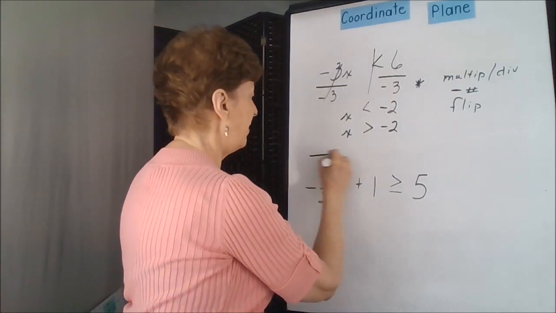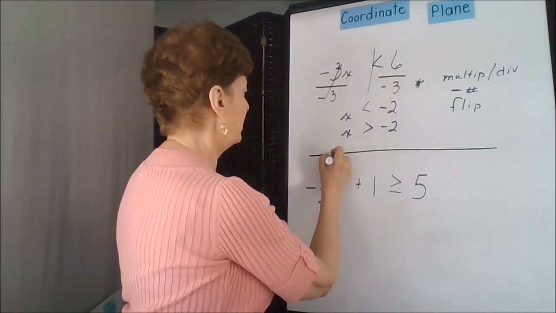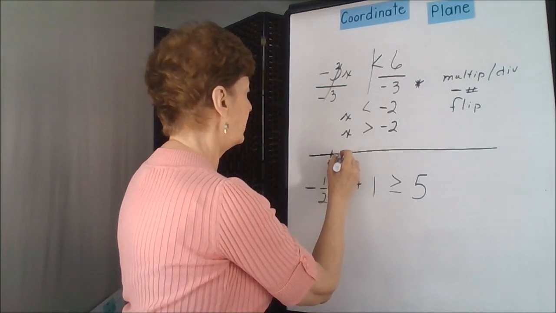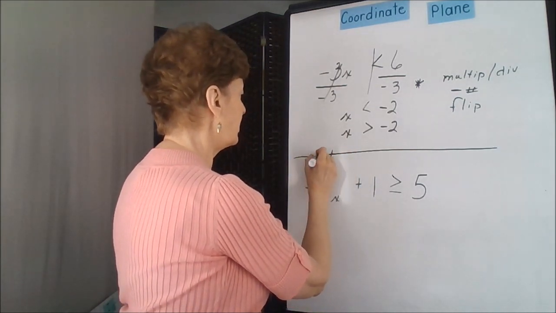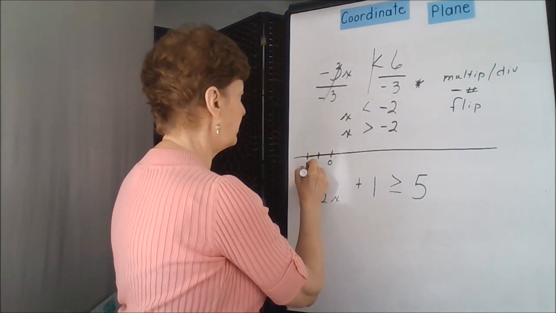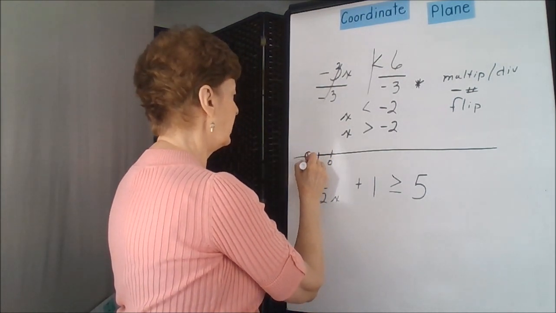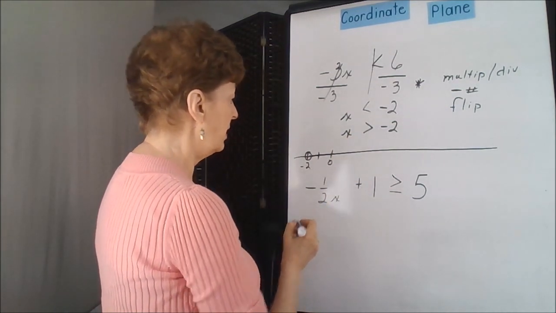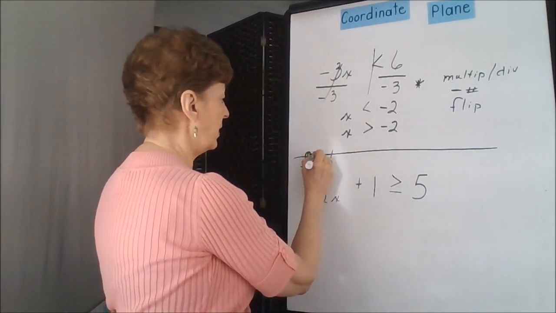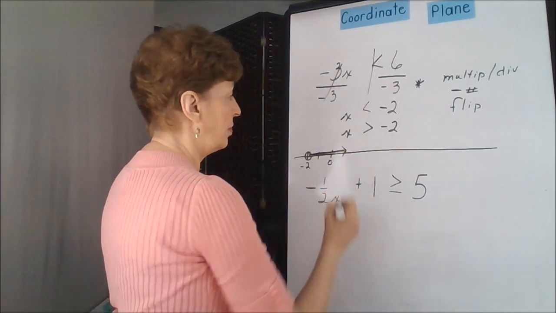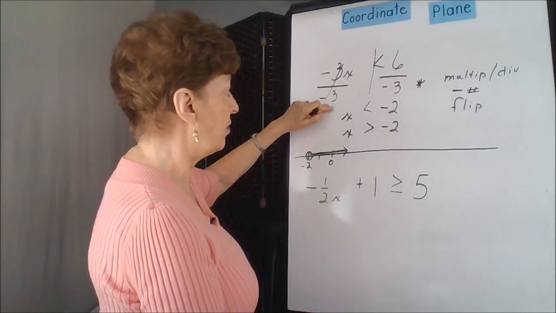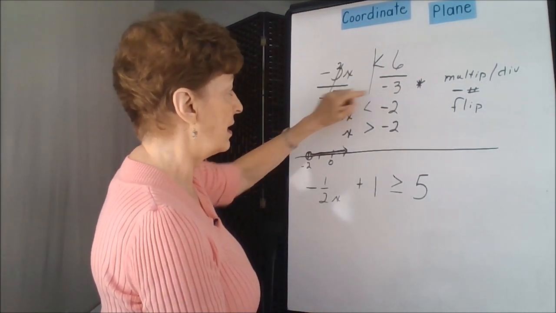So when we graph this, we're going to start with our 0, and this time it's negative, so it's 1, 2. Here's our -2. We're going to circle it, not color it in because it's just a greater than or less than sign, and this time it's pointing this way. But there was a flip that had to be done because we multiplied or divided by this negative number.